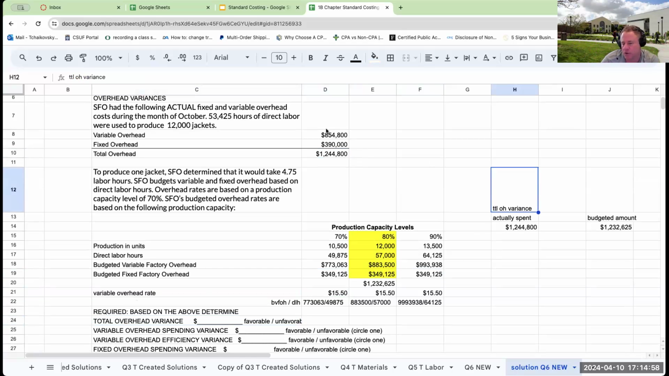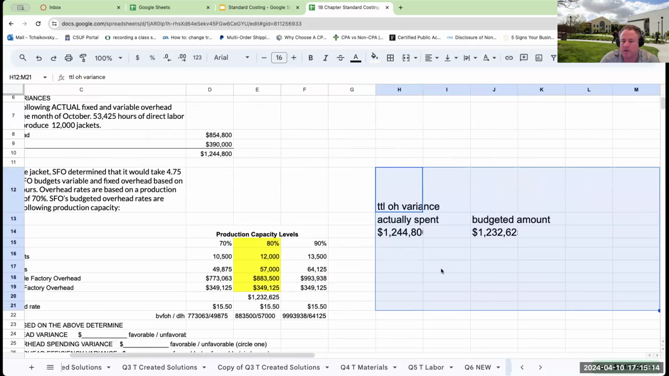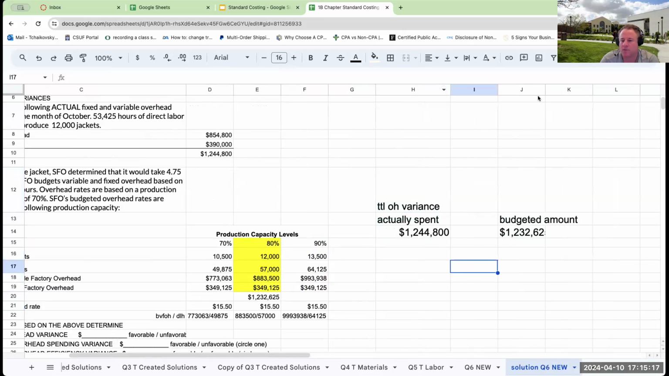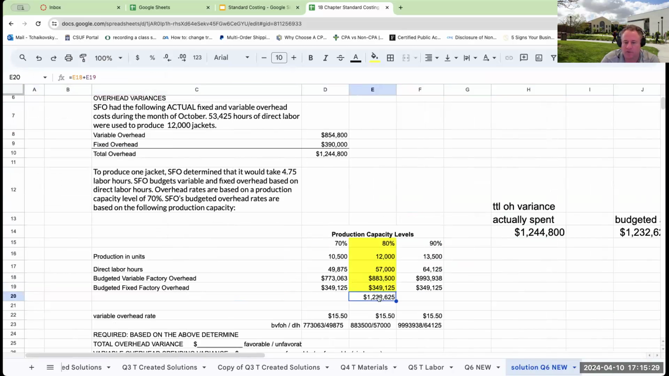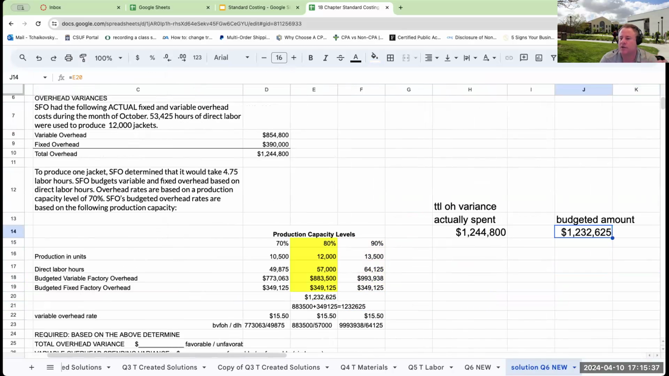So the actual amount I spent on my overhead was $1,244,800. The amount that I should have spent at a production level of 12,000 jackets is going to be $1,232,625. So over here, I'm getting $1,232,625. How did I get that number? Well, it's 349,125 plus 883,500, so this is the amount that I should have spent.